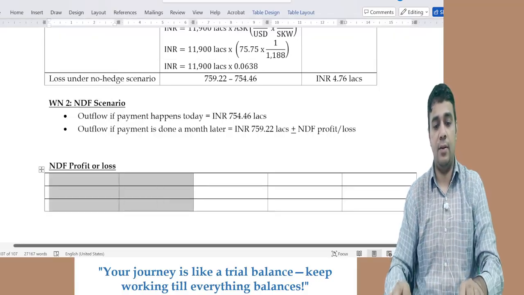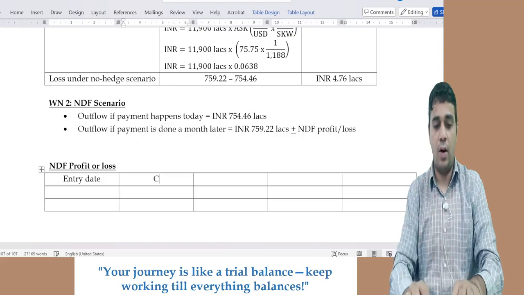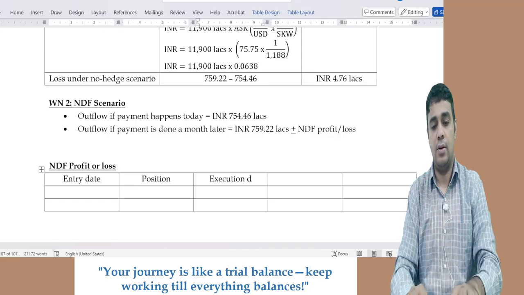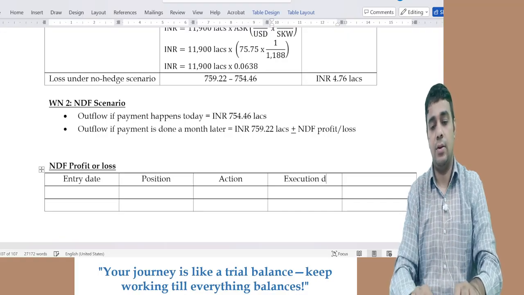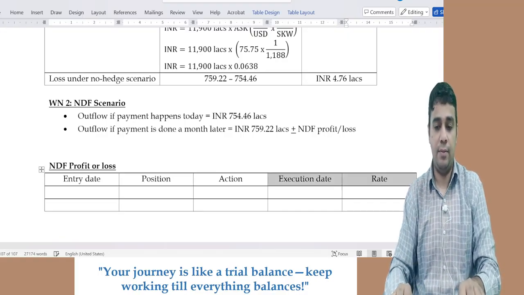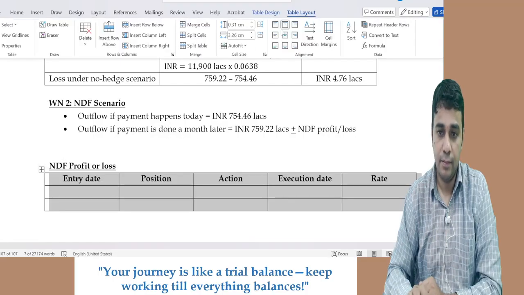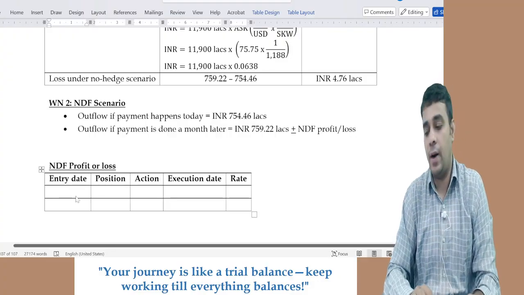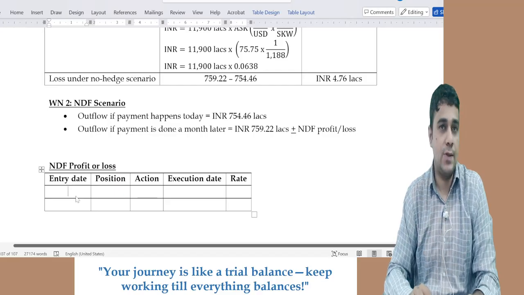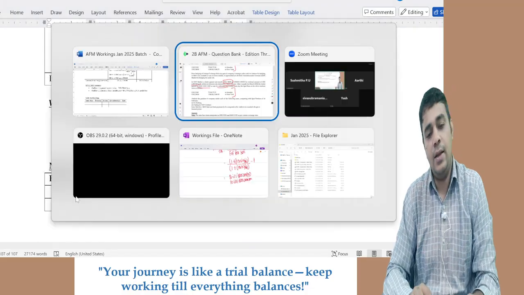Entry date, position, action, execution date, and rate. Ideally, I should have gone for INR versus SKW, but I have gone for USD versus SKW. They have clearly given what we have done.